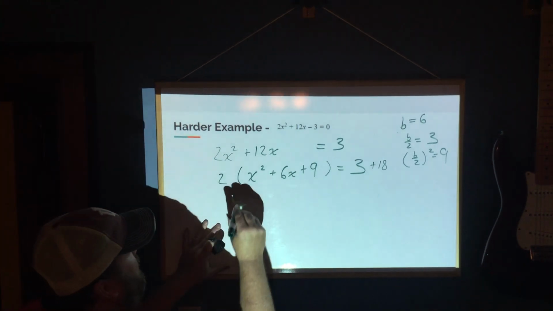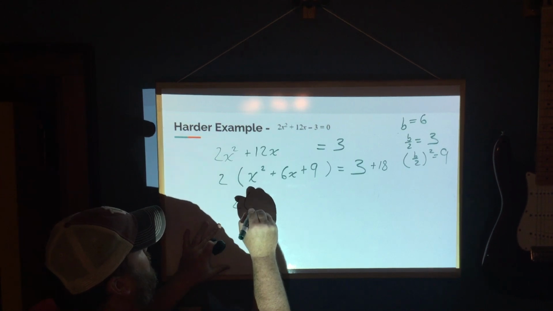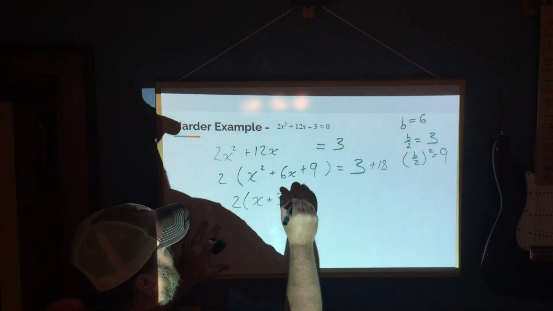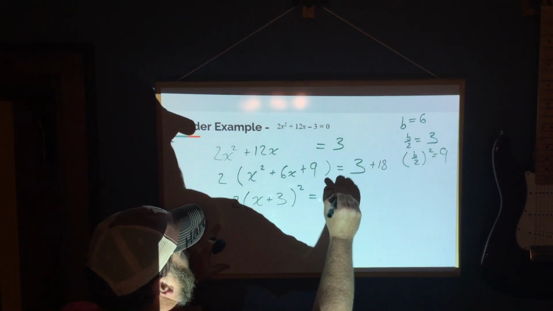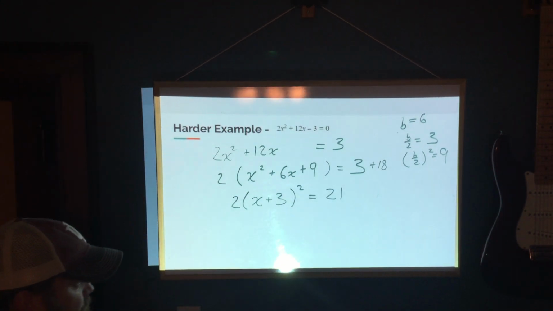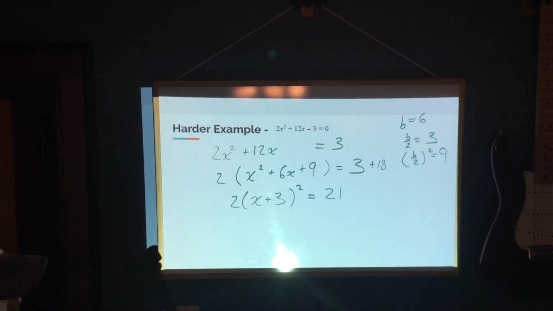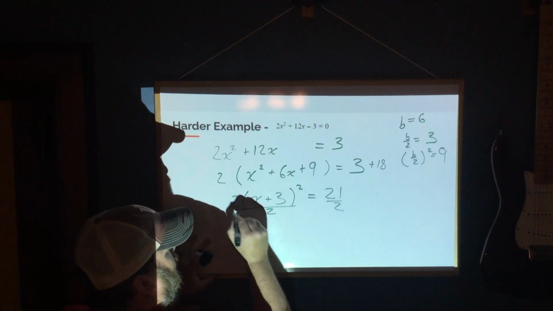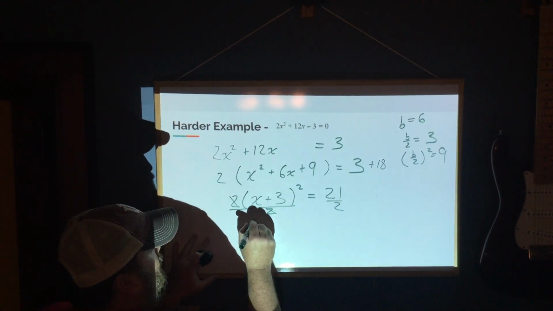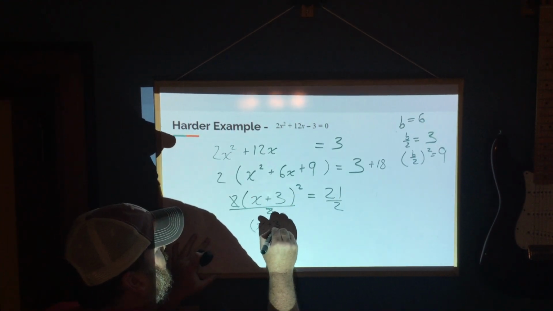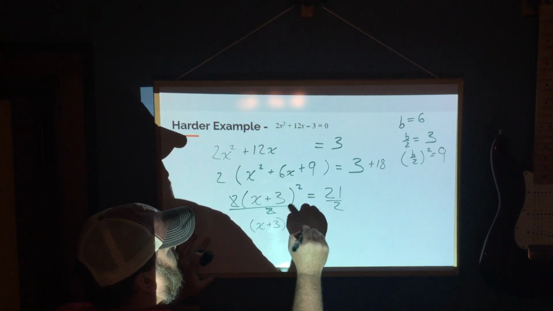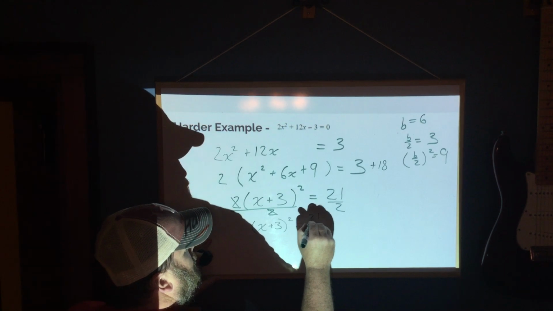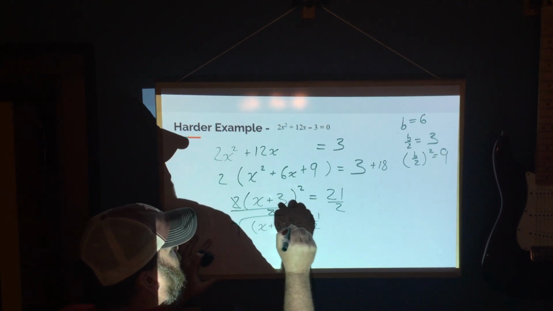So this factors into 2 times the quantity of x plus 3, the quantity squared, equals 21. And now I need to get rid of that 2, so I'm just going to divide by 2. Those will reduce. So now I have x plus 3, the quantity squared, equals 21 halves. Take the square root of both sides.